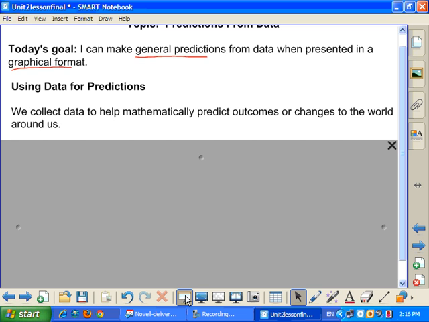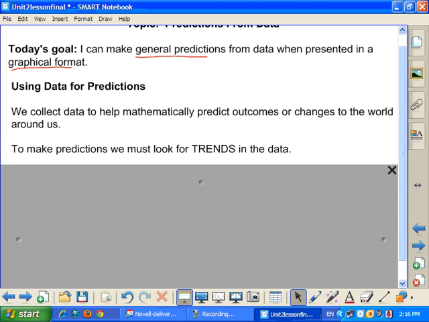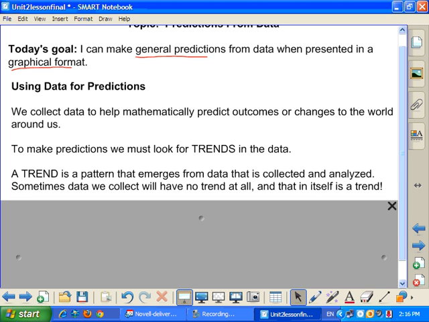So we do our surveys, we do our research in order to help make predictions that are smart for whatever societal change is needed. To make predictions, we have to look at trends in the data. So we have people that go into statistics that analyze the data for us and tell us what trends emerge. What I want you to do is take simple investigations and be able to identify a trend. So what is a trend? A trend is a pattern that emerges from data that's collected and analyzed. Sometimes data we collect will have no trend at all, and that in itself is a trend.